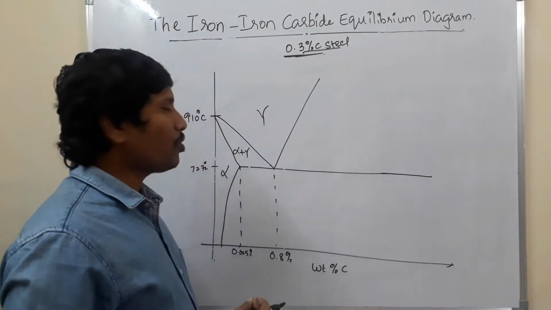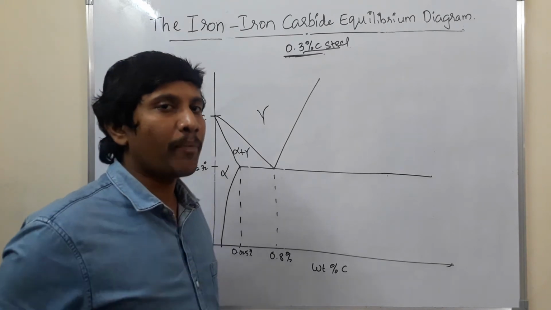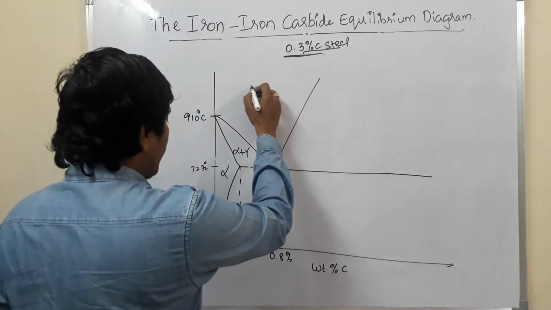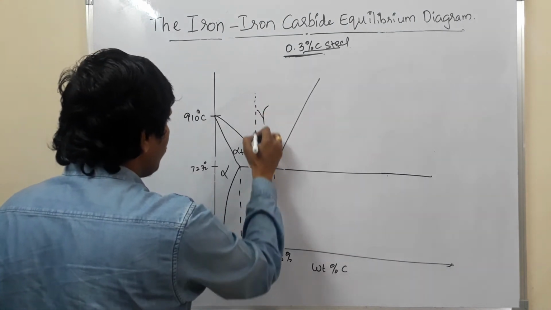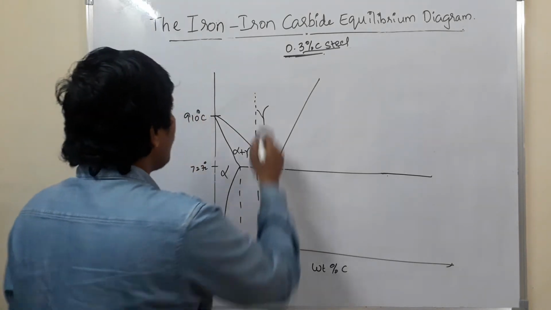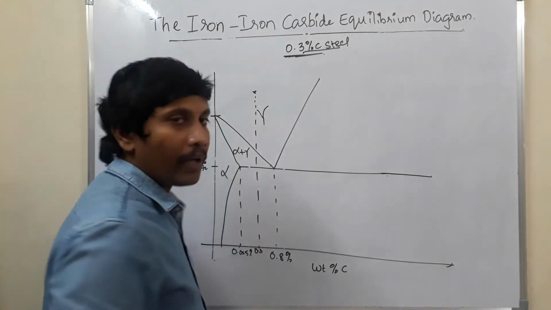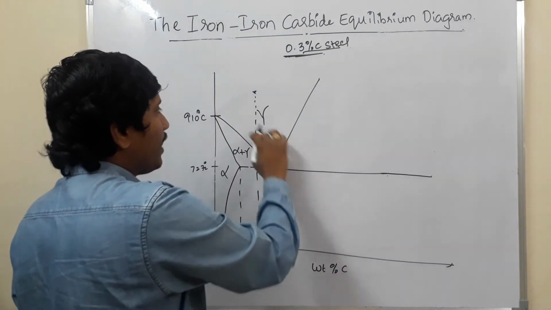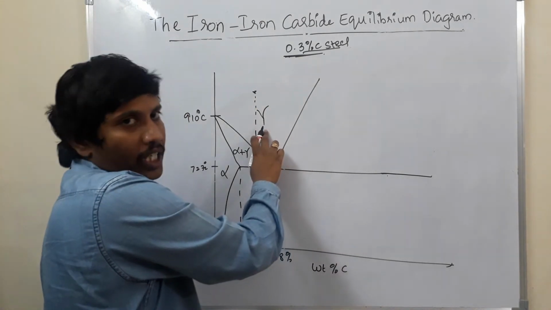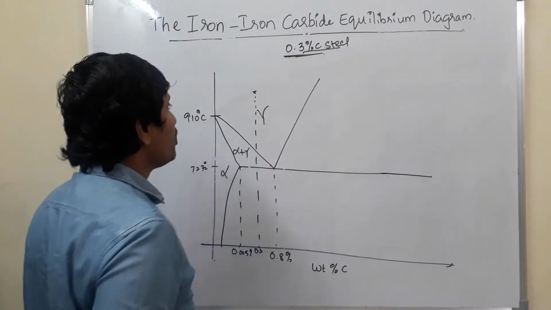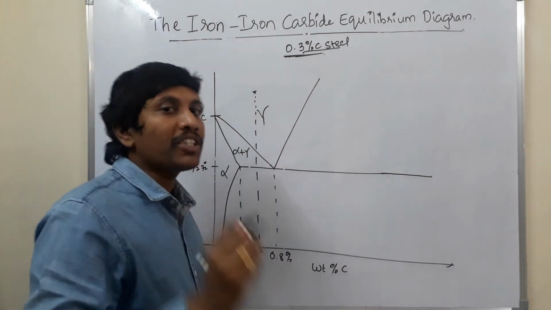I am heating to a temperature of around 950 to 970 degrees centigrade. I have taken 0.3 percentage carbon steel and heated it to around 950 degrees centigrade. At 950 degrees centigrade, you have austenite solid solution, that is, carbon dissolved in FCC iron.